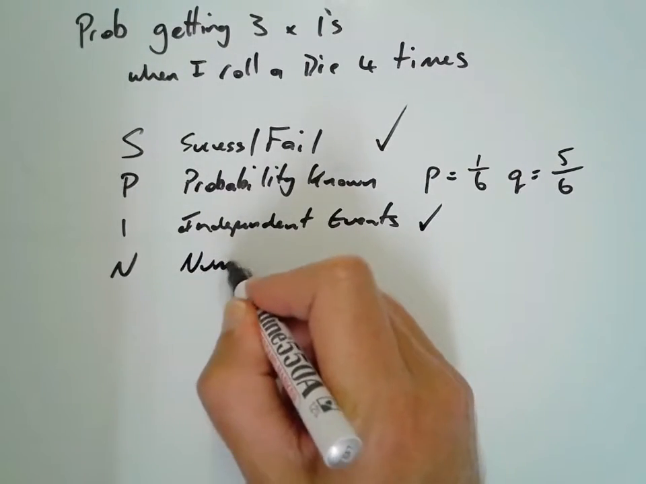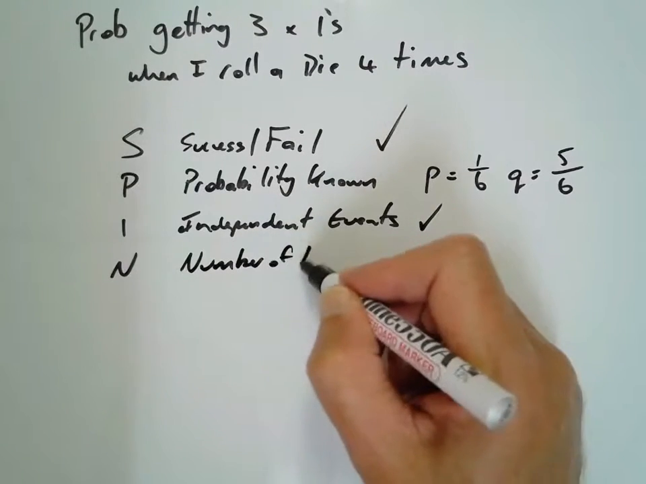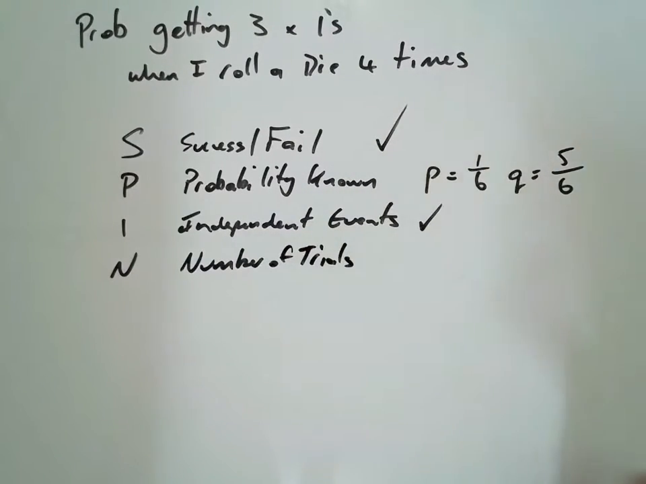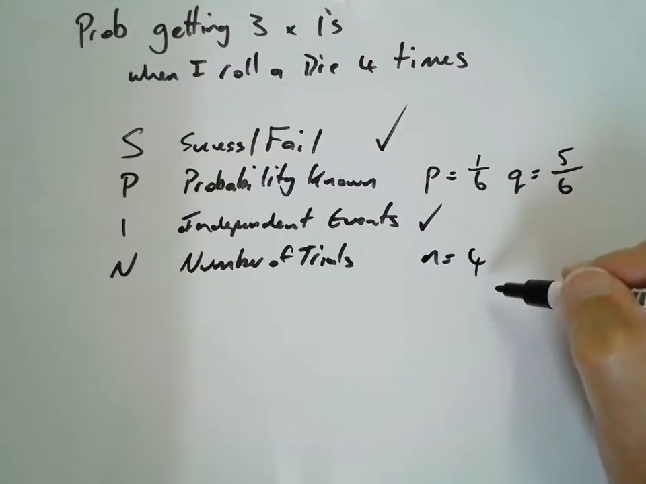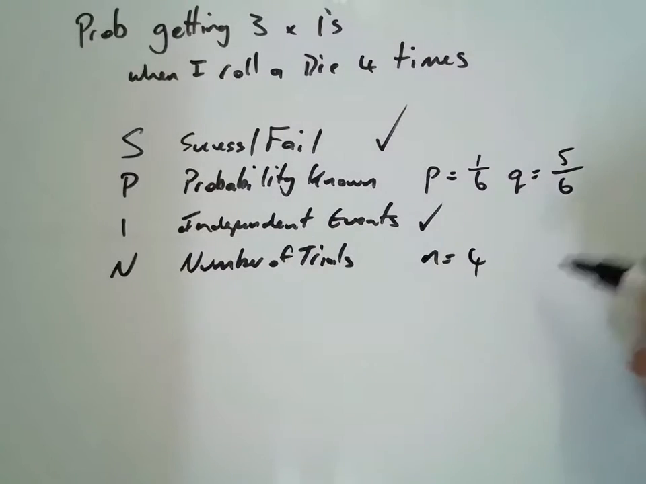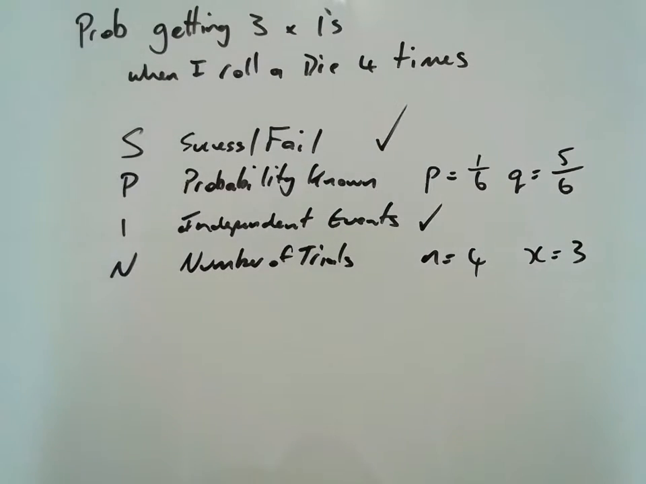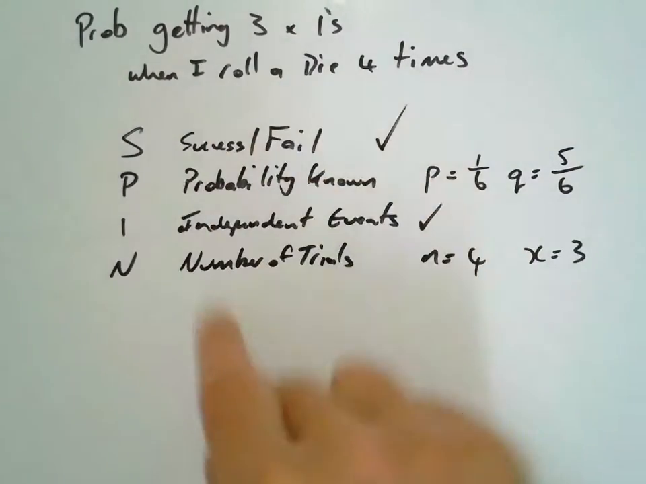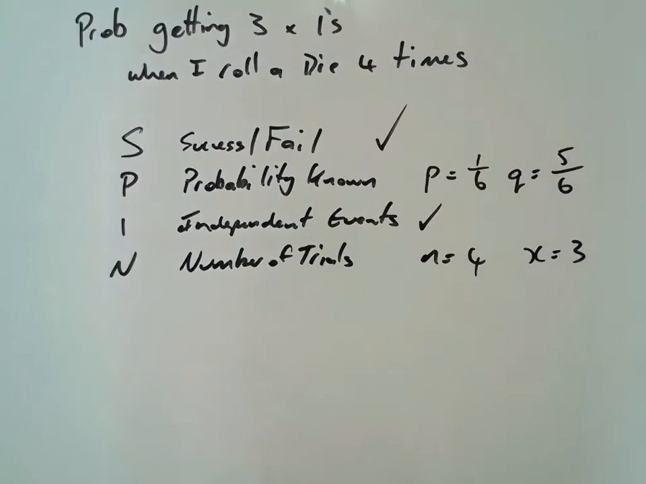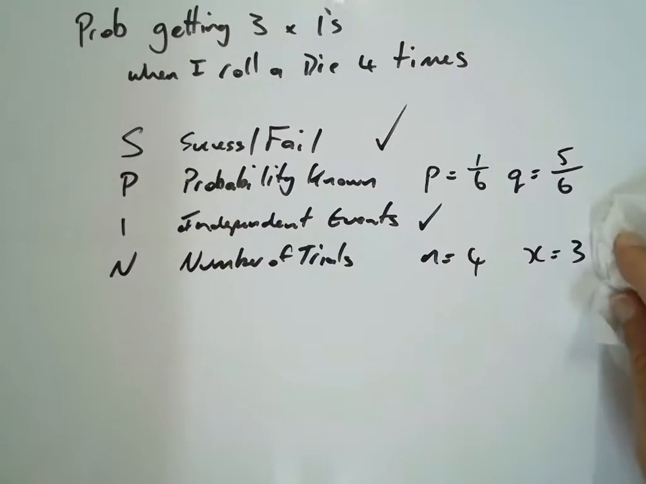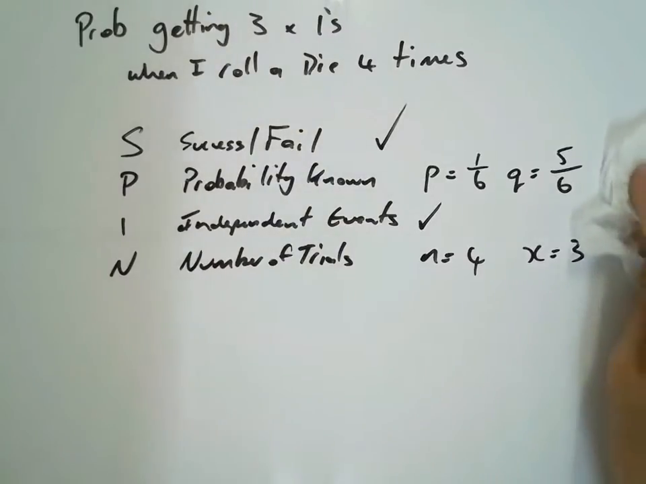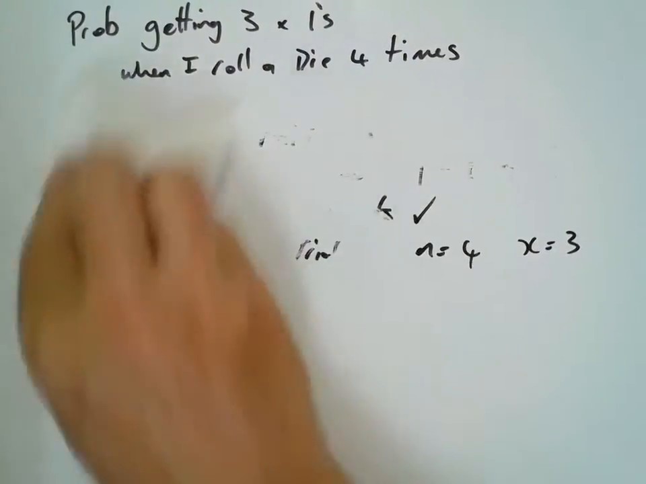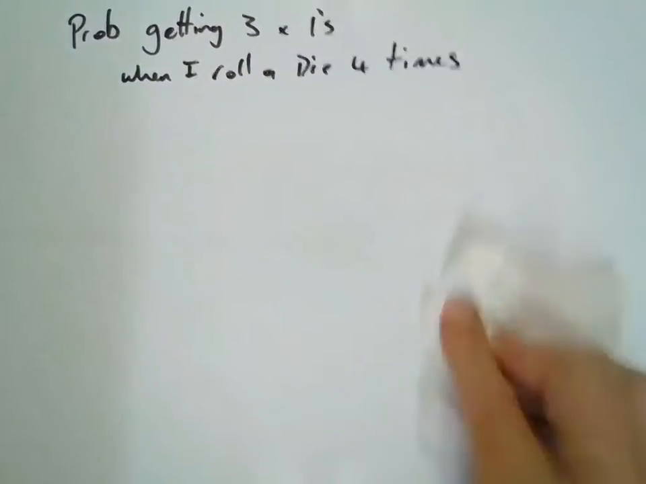N stands for number of trials known. So here, N is how many times am I rolling the die? 4. And I also know that I want 3 successes. So X is the number of successes. You can't use binomial unless you use this thing here. Potentially there may be a question that says use the binomial theorem too, so then you don't need it, but when you're choosing what rules to use, you've got to write that first.